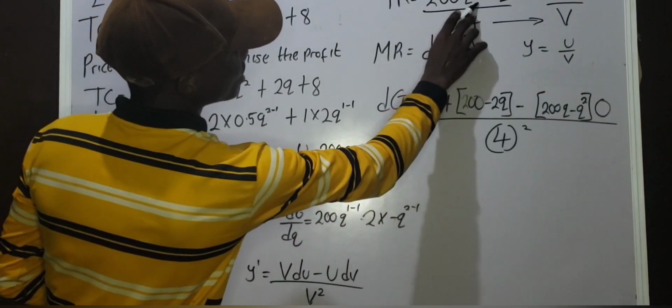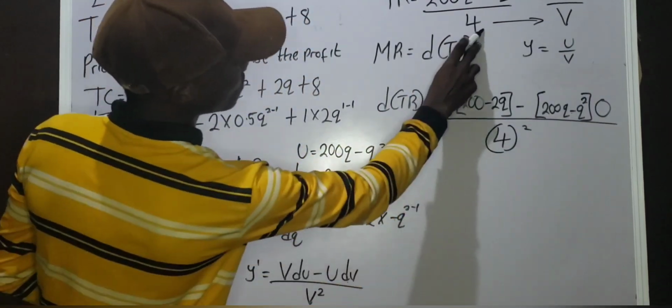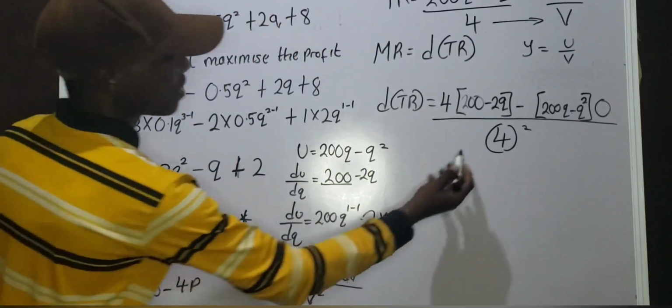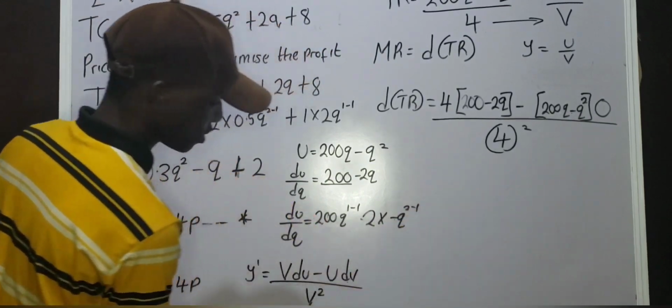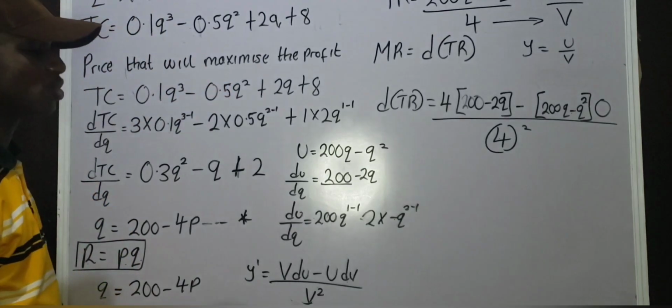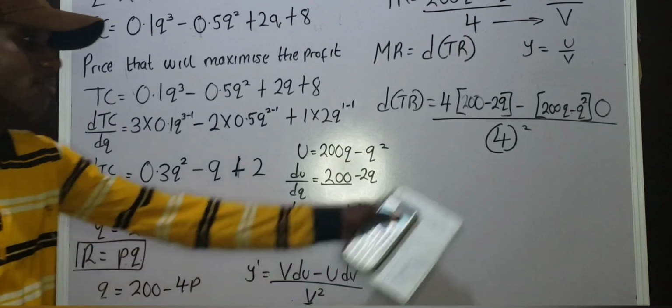U is what? 200q minus q squared. That's how I have it here. The v, if you differentiate 4, which is v, we will get what? 0. You understand? So all over b squared, that is 4 squared, because according to the formula we have the numerator as a square, and that is we are going to take the square of the denominator of our function, that is the square of 4. That's how I have 4 square here.